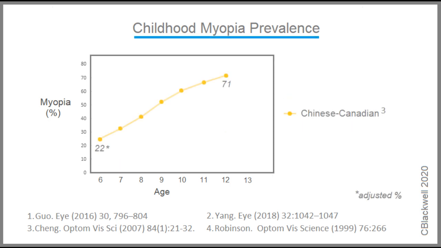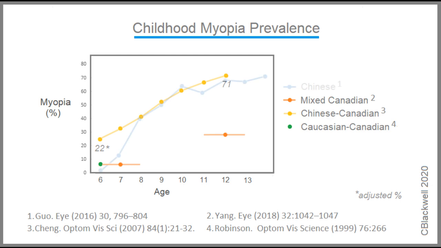In 2007, a study was done by Cheng and co-workers in Ontario, Canada, looking at ethnic Chinese children whose families had moved to Canada. The rate of myopia was 22% at age 6, increasing to 71% at age 12, quite a bit higher than the Canadian population. If we overlay the results from Guangzhou on the Chinese-Canadian results, the myopia curves look similar. The Chinese-Canadian children retained the higher prevalence as in China.